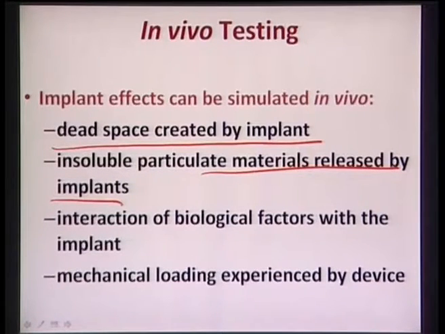Then the third factor is the interaction of biological factors with implants, and the fourth one is the mechanical loading experienced by the device. Now, mechanical loading can be either compression or flexural. Compression means when a body at a certain part is loaded from two opposite directions, or flexural means it is like a bending type of situation. These two types of mechanical loading are generally experienced by the device.